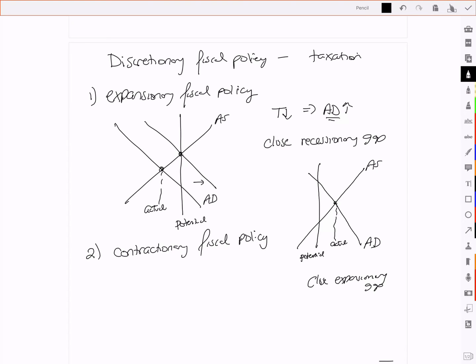So how would you close an expansionary gap? You need aggregate demand to decrease. So what could we do with taxes to make aggregate demand decrease? Well, if we make taxes go up, then that's less money left in our pocket, so aggregate demand goes down, and that closes an expansionary gap.